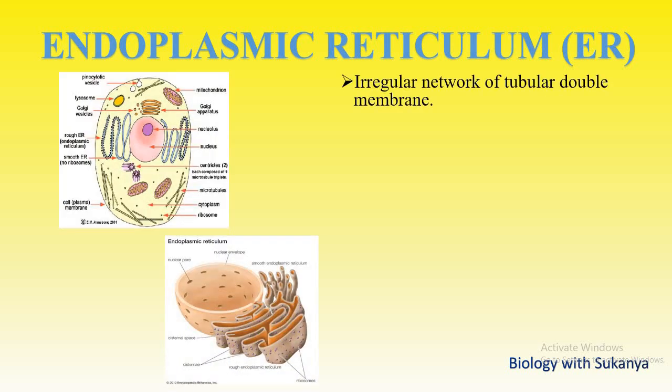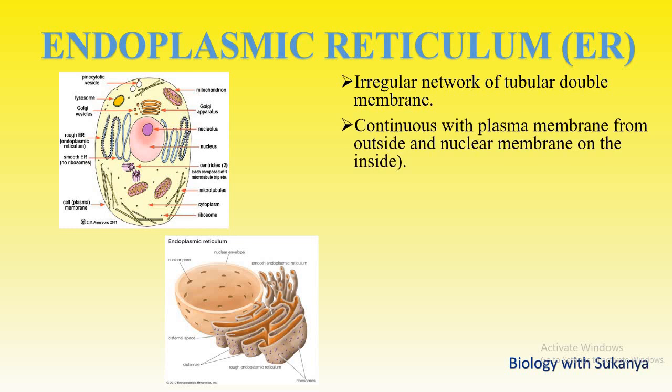Next we come to endoplasmic reticulum, which is also known as ER. So the ER is an irregular network of tubular double membrane. This is an important point, that the ER is the double membraned organelle. It is continuous with plasma membrane from outside and nuclear membrane on the inside. We can see here, this is how an endoplasmic reticulum looks. It is connected on the inside with the nuclear membrane and on the outside with the plasma membrane. We can see this clearly over here.